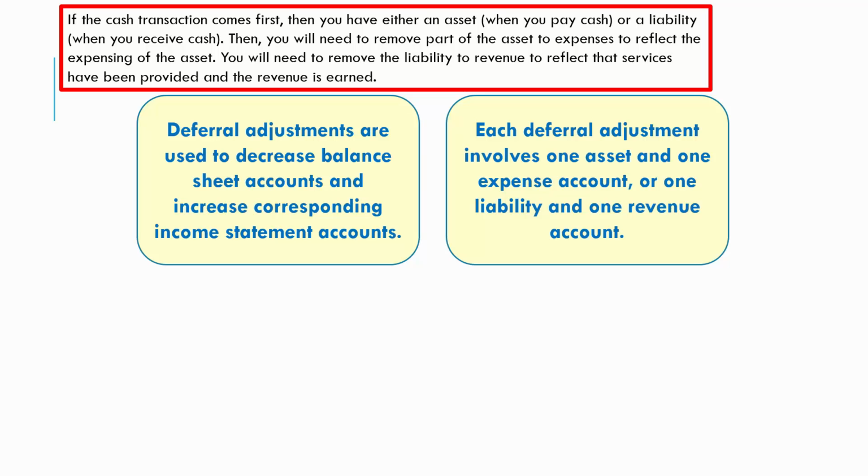Now, when you do these transactions and the cash happens first, so you are deferring, you will either have an asset when you pay cash or a liability when you receive cash. And then what you're going to do is you're going to remove each one of those at the end of the time period.